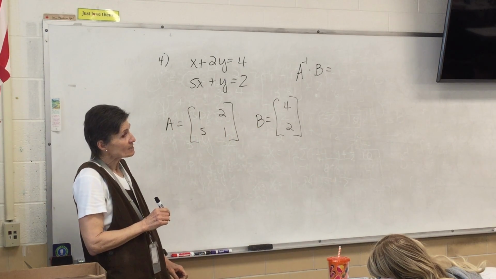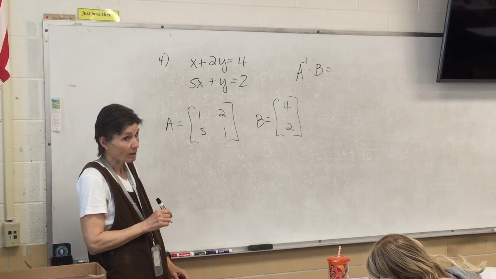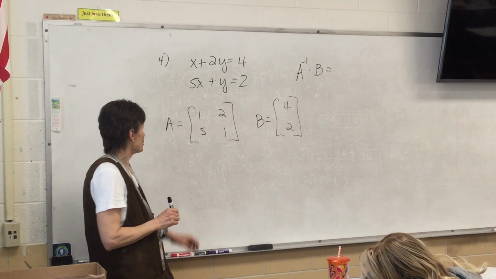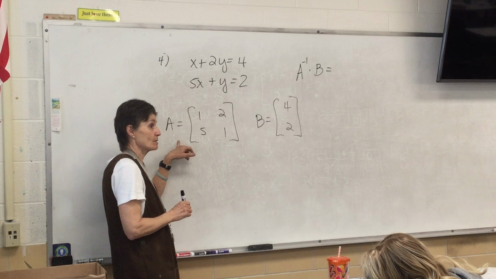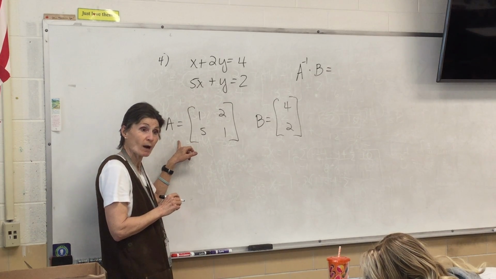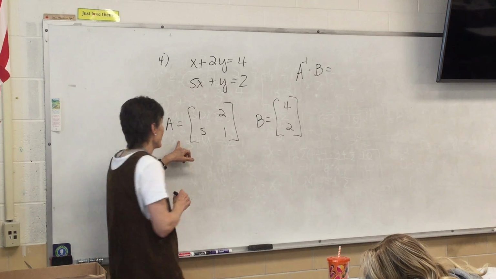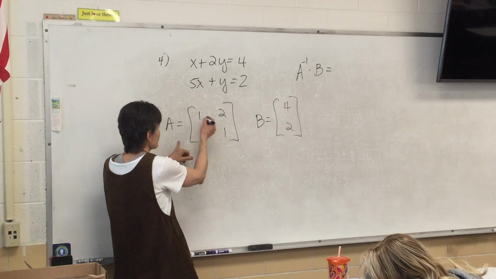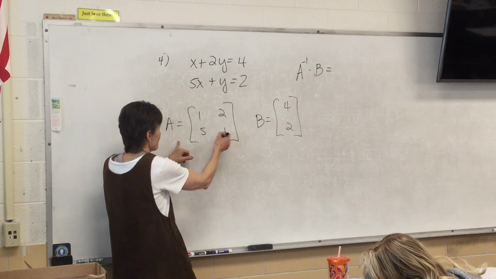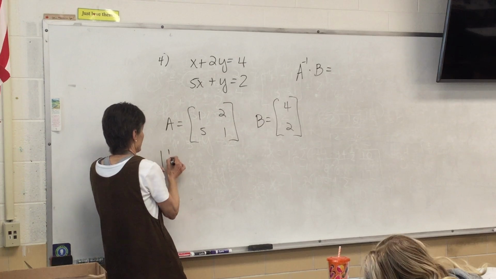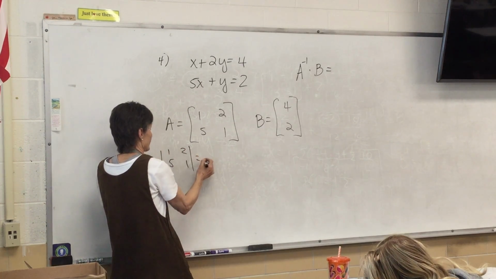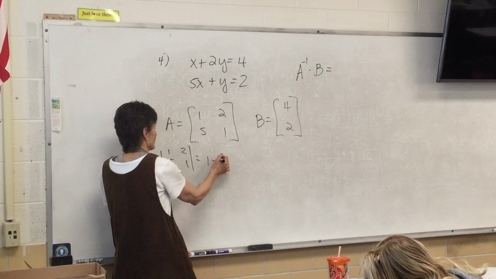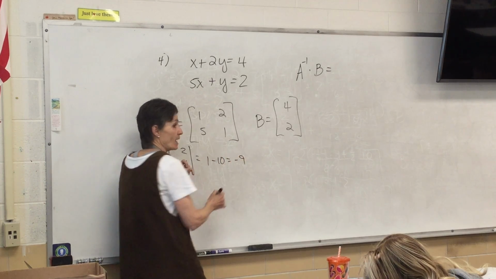If I'm doing this by hand, which you are, no calculator, you're going to need to find A inverse. Well, you already know how to do that. We've already practiced it. To find the inverse, first we'll find the determinant. What's our determinant? It's 1 minus 10. -9.